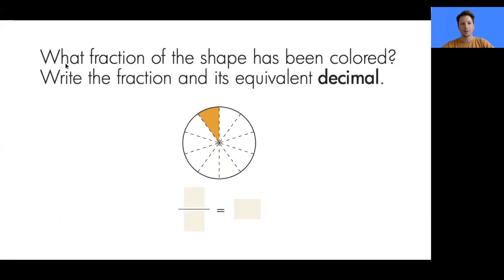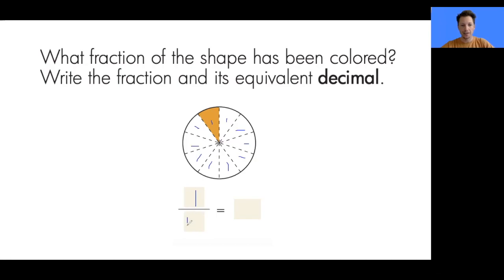It looks like this. What fraction of the shape has been colored? Write the fraction and its equivalent decimal. All right, so same question, different visual here. So I see that one piece of the whole is shaded. So what I'm going to do here is write how much I have right at the top. That's 1. And after that, you have to count how many individual slices there are altogether. So let's count. This is 1, 2, 3, 4, 5, 6, 7, 8, 9, 10.